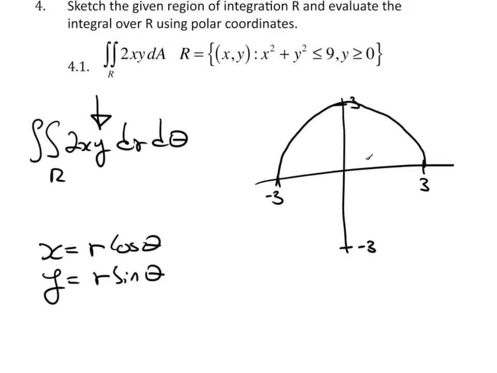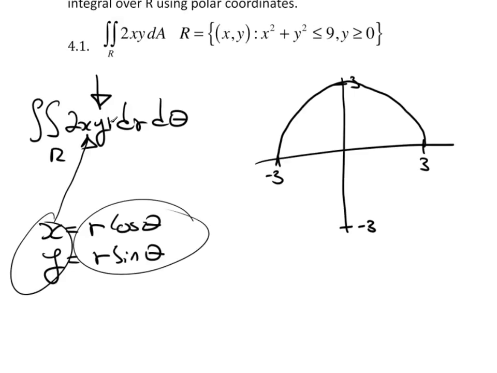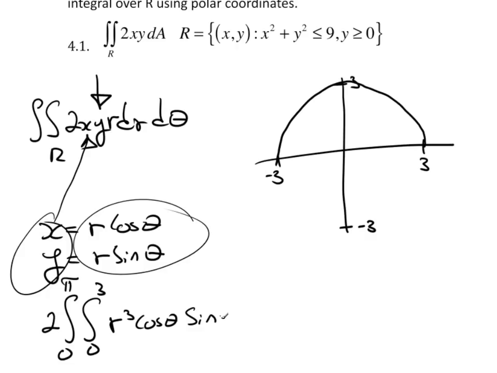So that's exactly what I'm going to do. I'm going to take x and y and substitute r cosine theta and r sine theta. And of course, there's going to be an extra r here that I didn't put in when I convert to polar coordinates. So I'm going to end up with this double integral. r is going to go from 0 to 3. And if y is positive, that means I'm going to go from 0 to pi in terms of theta. And I'm going to pull this constant 2 out here. And I'm going to have r cubed cosine theta sine theta d theta.